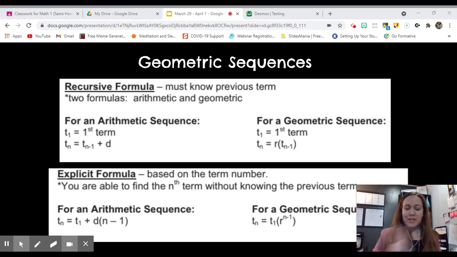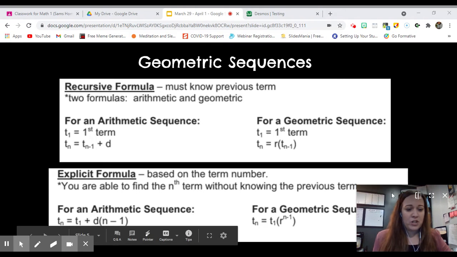We have two types of formulas to look at today, the recursive, and then this one where you just must know the previous term. There's two formulas, but today we're looking at the geometric side. The recursive one I look at personally just as a way to identify what is given. I personally prefer the explicit formula when finding the nth term, or the term that the question is asking you to look for.